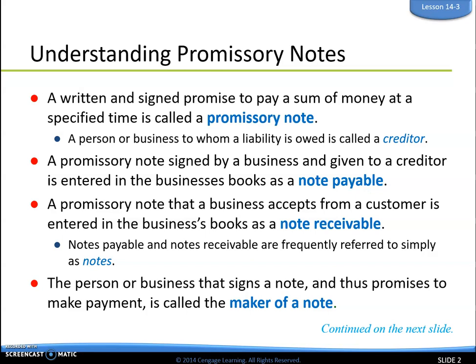If we're recording it as a note payable, that means that we signed the note and gave it to the creditor that we owe money to. If we're recording it as a note receivable, that means that we accepted it from a customer that owes us money. Notes payable and notes receivable are frequently referred to simply as notes. The maker of a note is the person or business that signs a note and thus promises to make a payment. So the creditor is the person that is owed the liability, and the maker of the note is the business or person that signs the note.